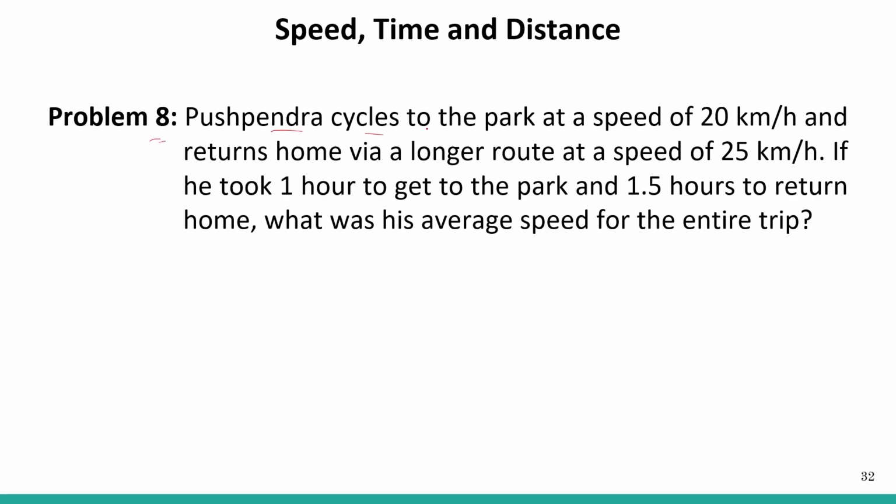So Pushpendra cycles to the park at a speed of this much. So the speed of Pushpendra is what? 20. He returns home by a longer route at a speed of 25 km per hour. In this case, the distance is not the same since he returned by a longer route. If it took 1 hour to get to the park and 1.5 hours to return home, what was his average speed for the entire trip?